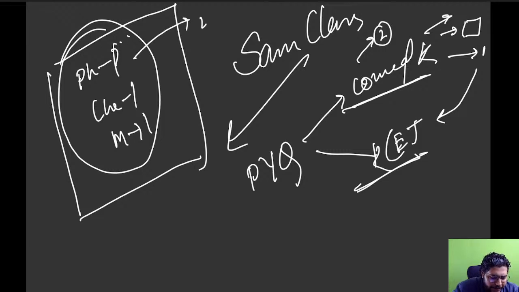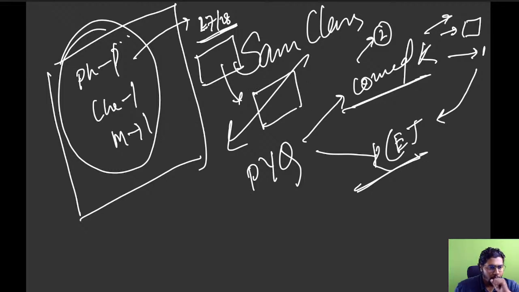So what will happen? 27 to 28 chapters are there. In 27 to 28 days, everything will be finished. 2 days for the revision. Next 3 days, join the mock tests, and you will be able to score.